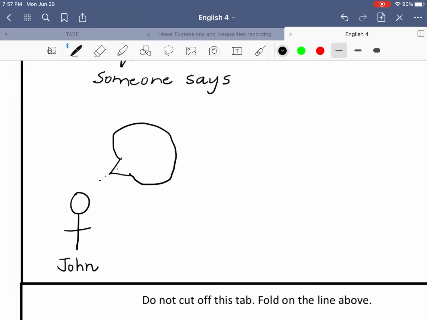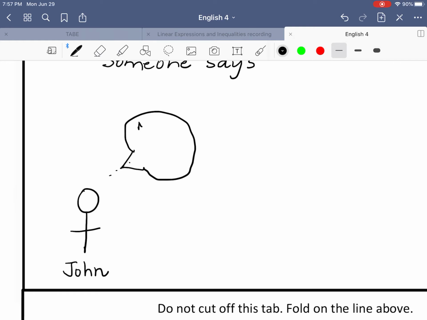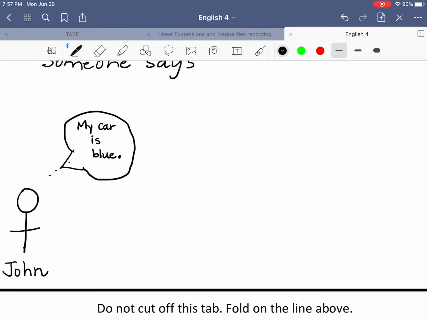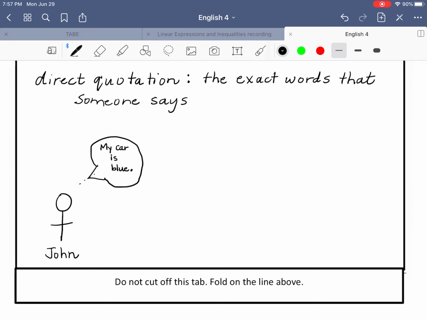And in there, we would just make up a sentence. So I'm going to say my car is blue. So John is saying my car is blue. And here is the rule for writing a direct quotation. You will use quotation marks around a direct quotation.